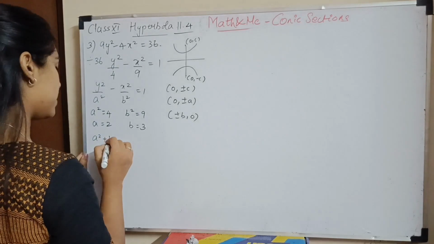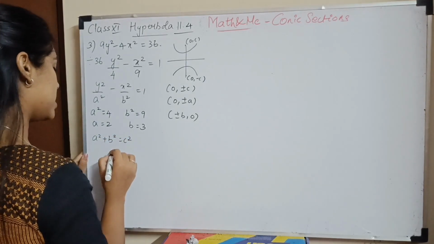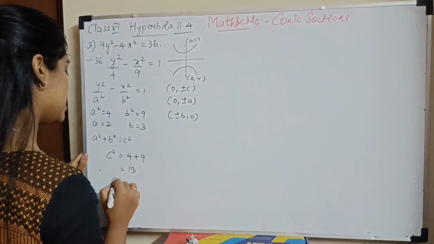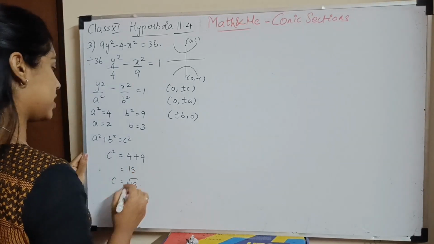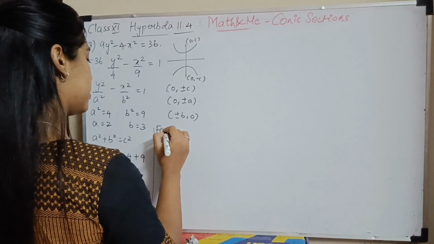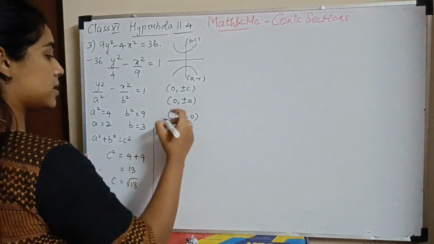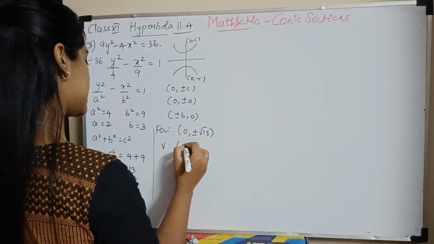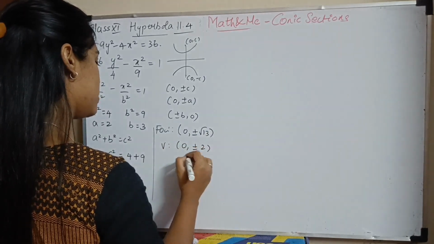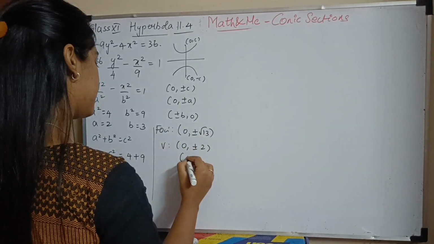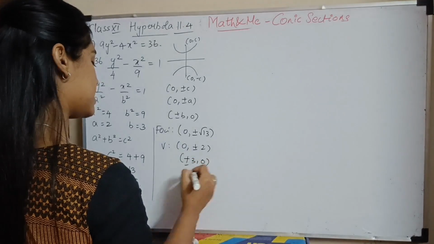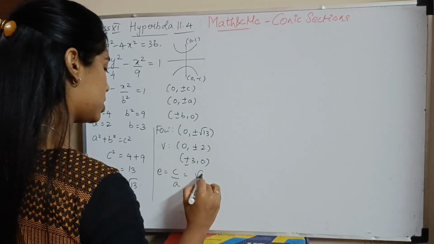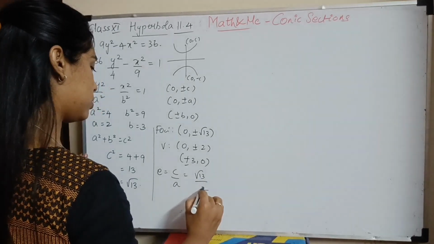A square plus B square equals C square. So C square is nothing but 4 plus 9, which is 13. C equals root 13. So foci eppadi irukum? Foci is 0 comma plus or minus root 13. Vertices 0 comma plus or minus 2, and the other vertex is plus or minus 3, 0. Eccentricity C by A, which is root 13 divided by 2.